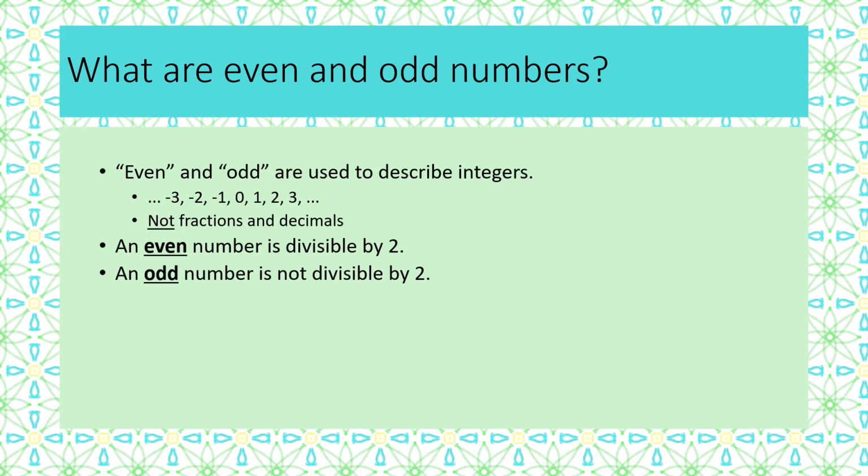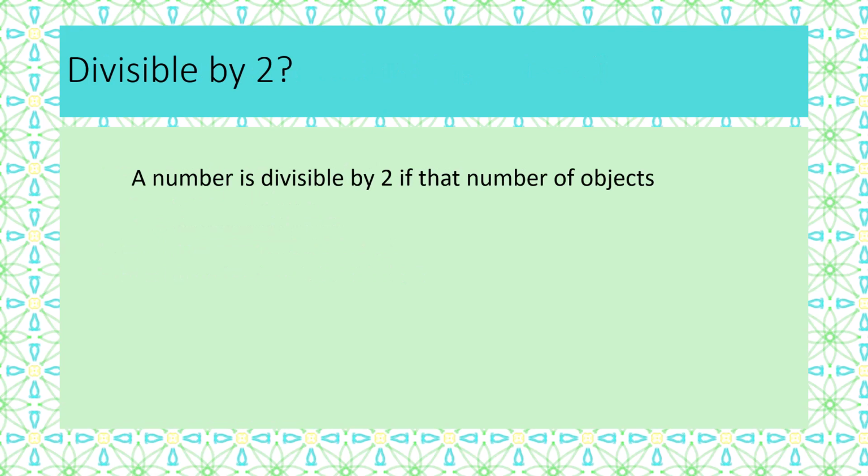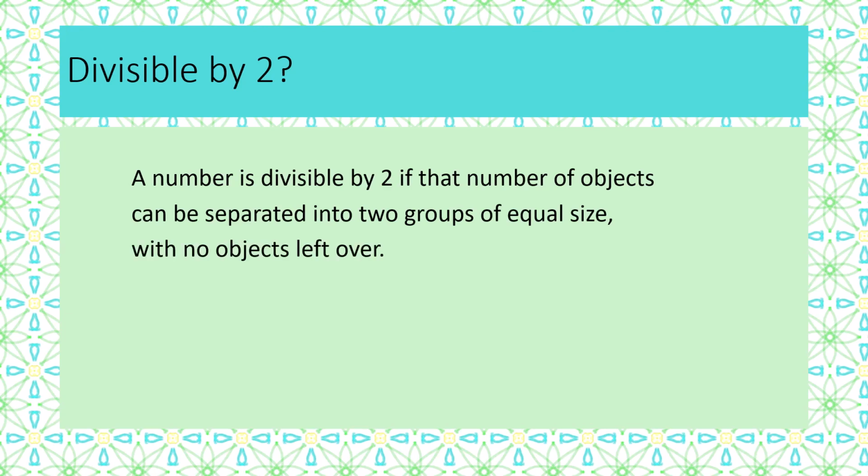For now, though, we'll focus on positive numbers, which we can represent as collections of objects. Conceptually, a number is divisible by 2 if that number of objects can be separated into two groups of equal size, with no objects left over and without splitting any object into several parts.